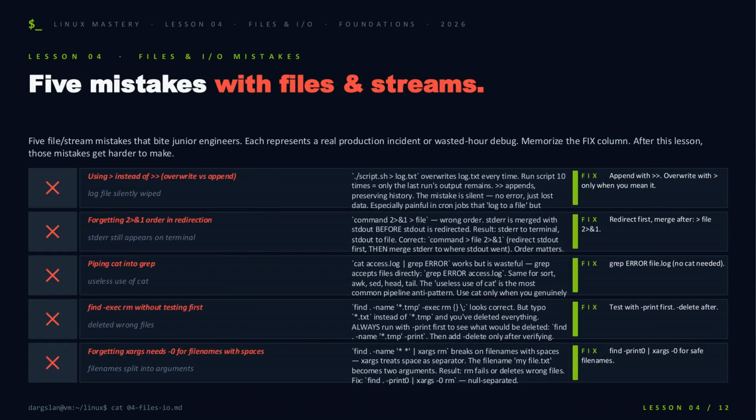Before we close out, 5 mistakes worth burning into memory. Each one a real production scar. Single greater than silently wipes your log file. Get the order of 2 and 1 wrong, and stderr keeps leaking to your terminal. Piping cat into grep marks you as a junior. Find exec without a print dry run is how careers get shortened. And xargs without -0 will choke on the first file name with a space. Read the fix column, internalize it, and these stop being mistakes you make.